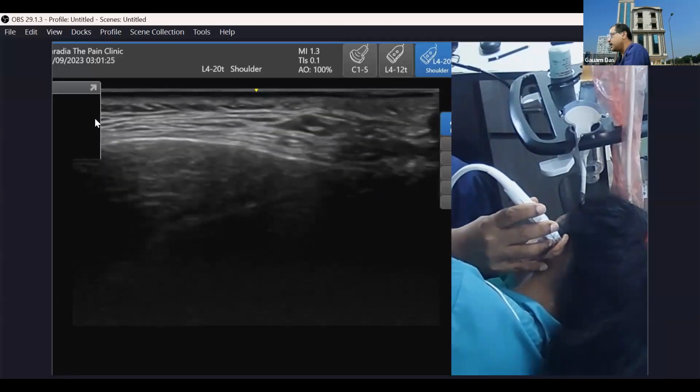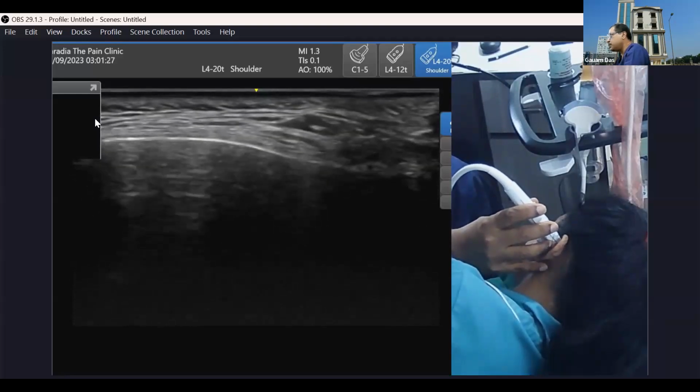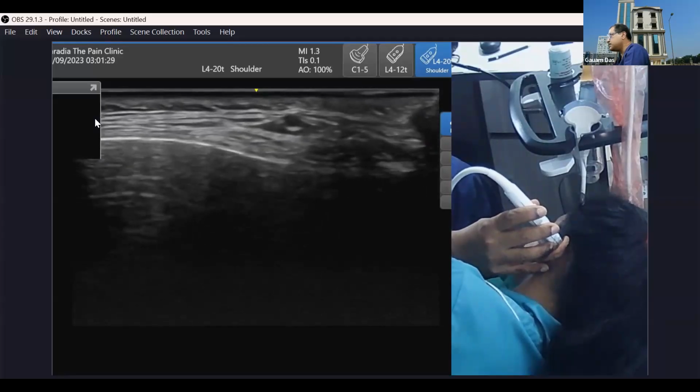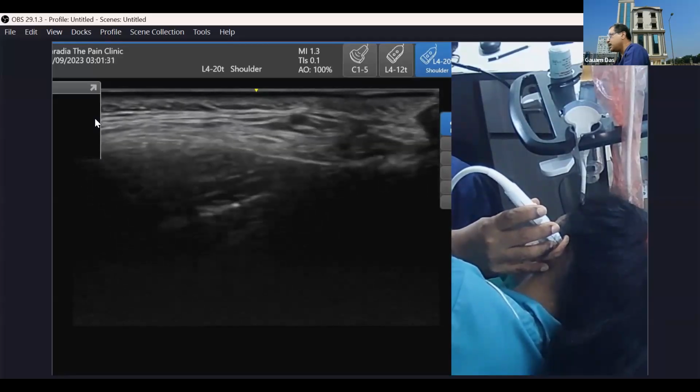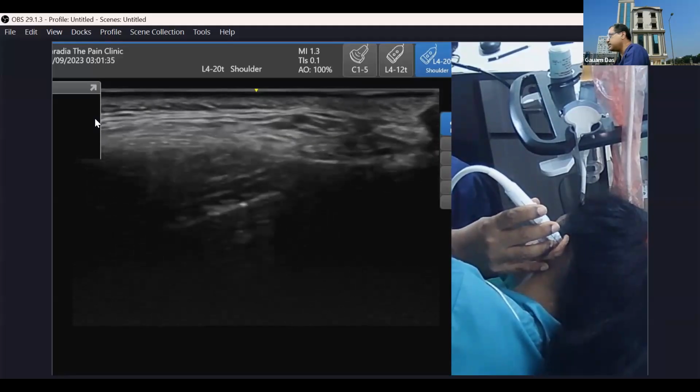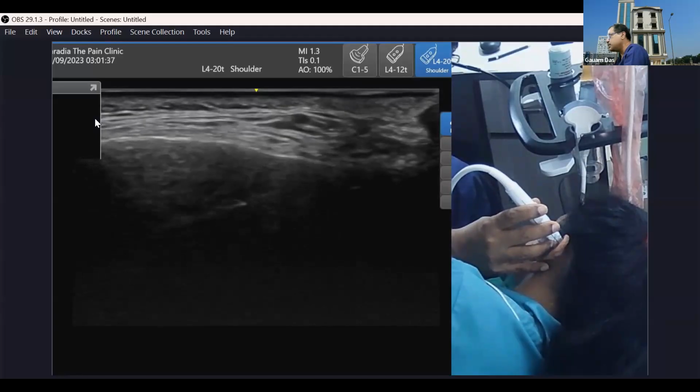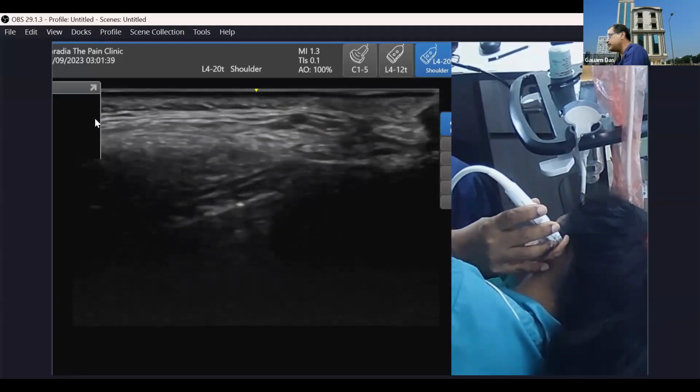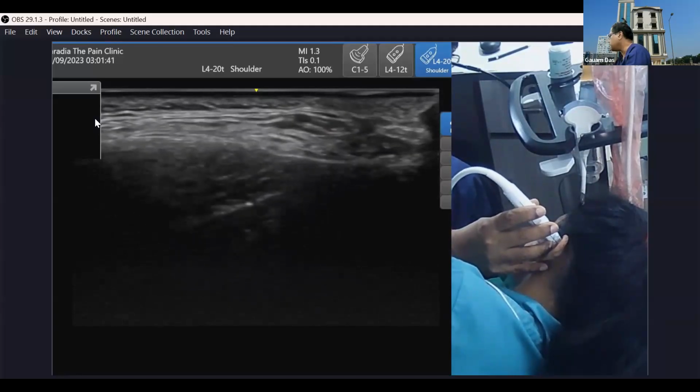So what is the trick? I'm holding the probe over the zygoma. I'm searching for the blood vessels just in front of the tragus. And when you see the blood vessels, just beside that, sometimes anterior, sometimes posterior to that, is your nerve. So this is your auriculotemporal nerve.